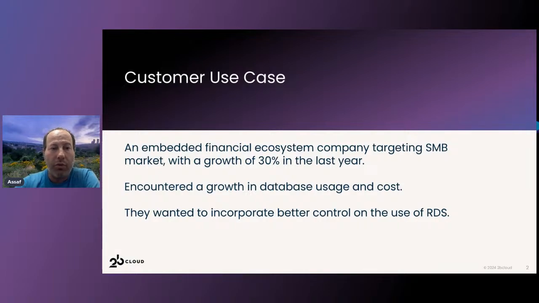It has shown a 30% increase in the last year, and as such, consumption on AWS also had to increase and adapt to the financial constraints of providing the services. They wanted better control over their databases, specifically the RDS they were using, and to be able to reduce the cost and improve the efficiency.